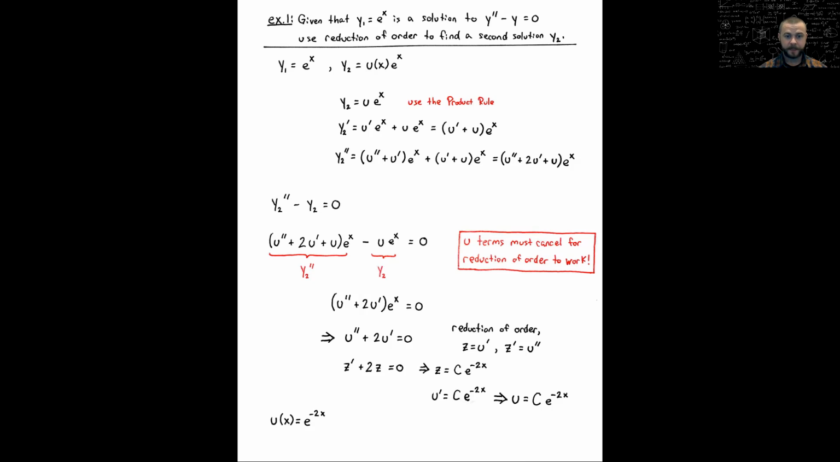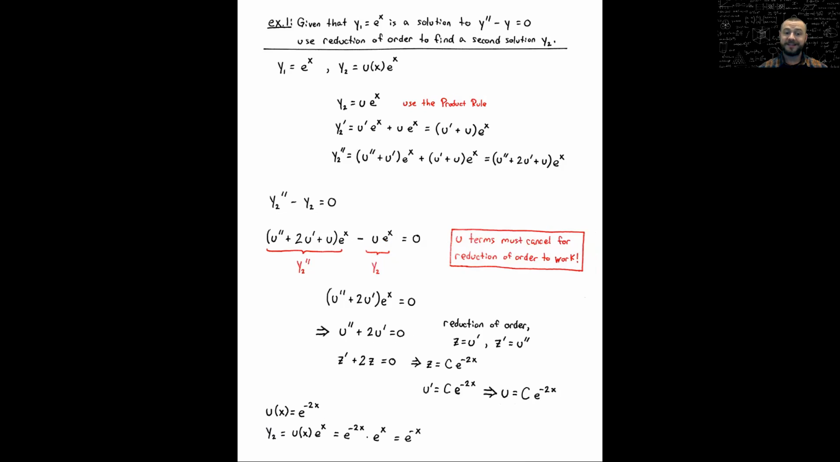Now, I want to briefly mention why we can get rid of the constant multiple c in this expression for u. To put it briefly, y1 and y2 will be part of a linear combination, so we will already be multiplying y1 and y2 by constants. We don't need to multiply by extra constants here. Again, a constant times a constant is another constant. So we can drop that constant multiple c and just say u of x is e to the negative 2x.